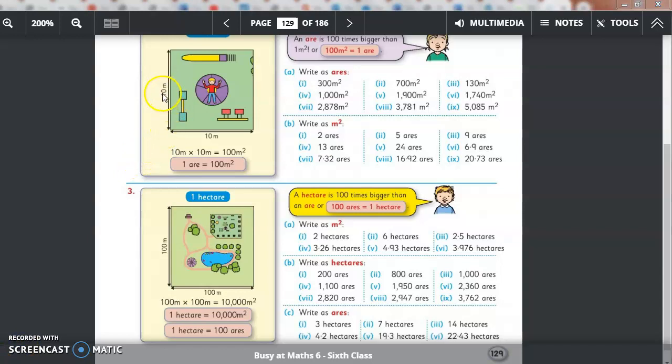And if you look at this one, when you multiply 10 by 10, you get 100 meters squared. That's known as 1 acre. And then 100 acres will give you 1 hectare. So just get used to the terminology of hectare and of acre.